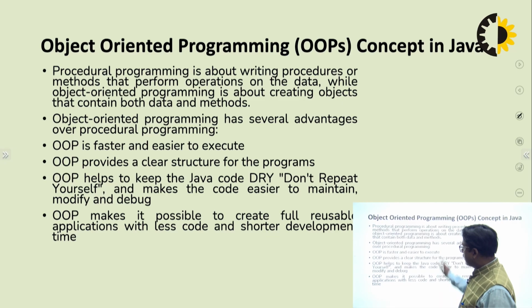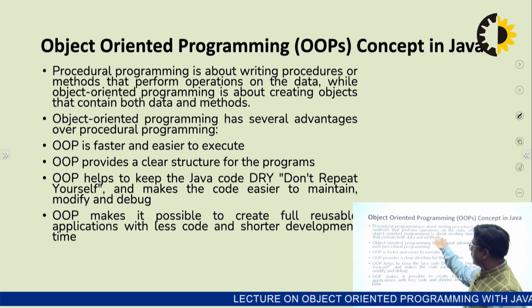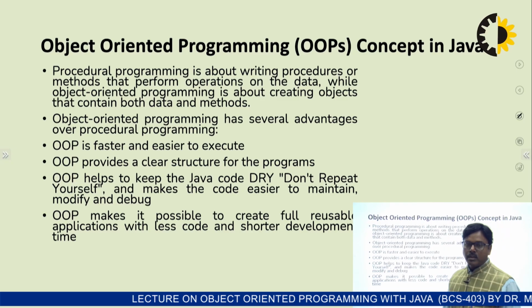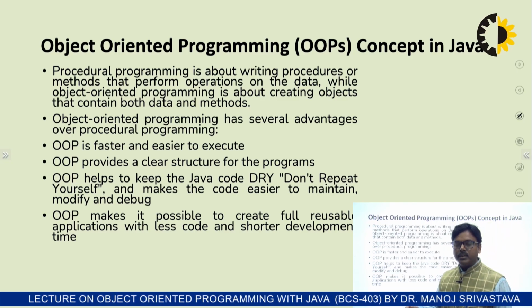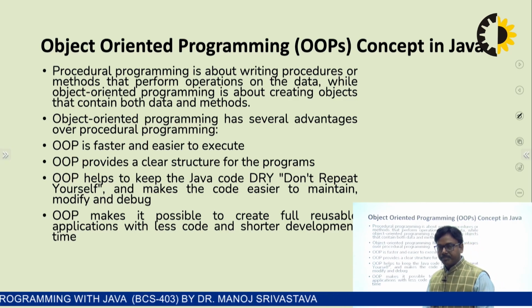Now, object-oriented programming concepts in Java. One more thing is classified here: procedural programming and object-oriented programming. Procedural programming is about writing procedures or methods. It will always start with the methods and work on those particular methods.